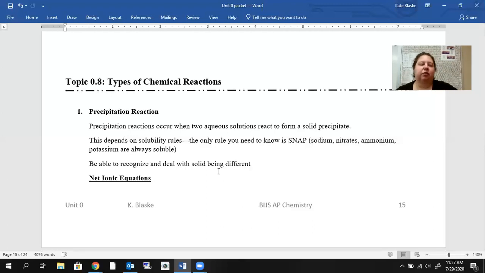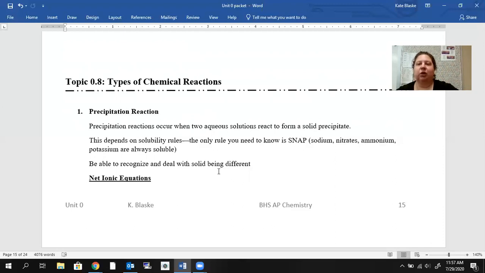So first type of reaction we're going to talk about is a precipitation reaction. A precipitation reaction occurs when 2 aqueous solutions react to form a solid precipitate. We're going to do a lab in class that talks about this and how to handle those.